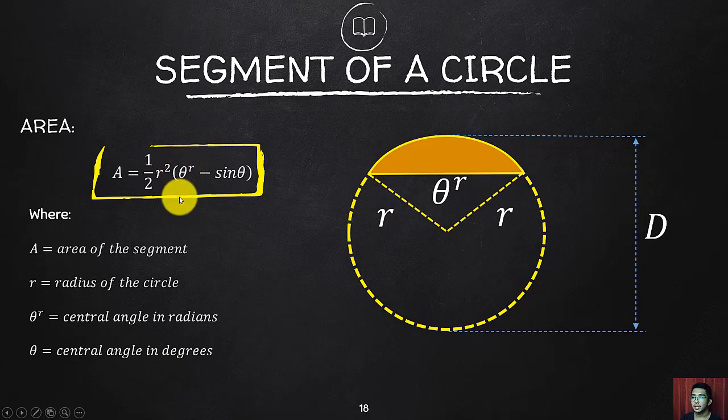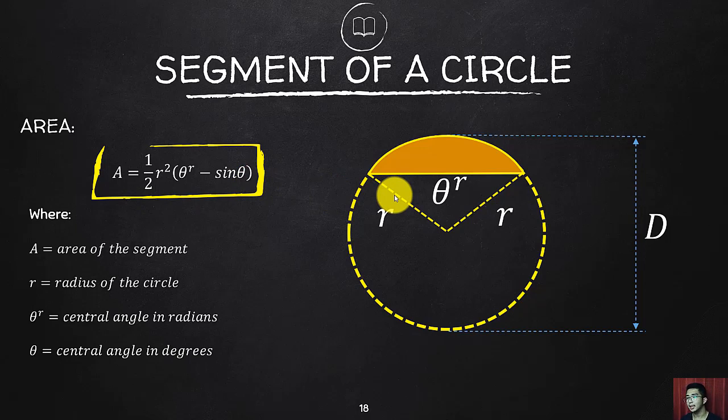To solve for that, that will give you 1/2 r squared, again the radius of the circle, multiplied by the quantity theta r, meaning theta in radians, the central angle in radians, minus sine theta, this time in degrees. So when you compute, this angle must be in radians in your calculator, and this angle must be in degrees. Of course, the default mode in your calculator must always be degrees. That is for your segment of a circle.